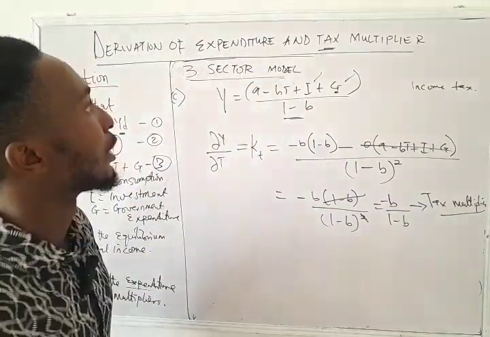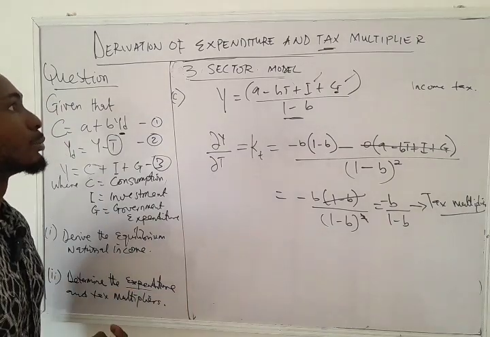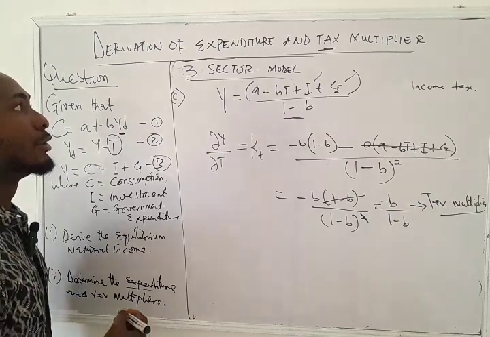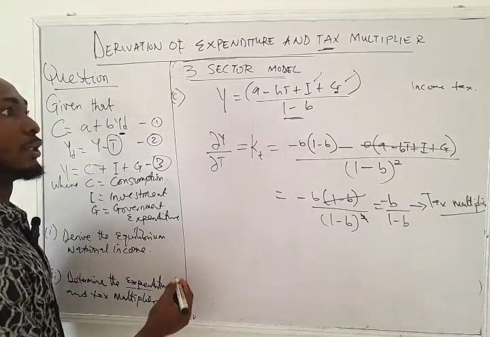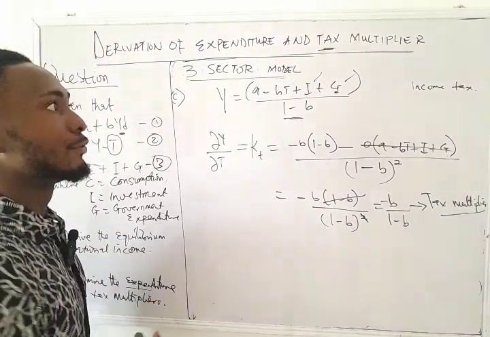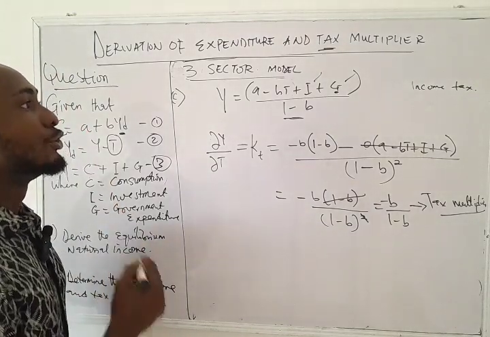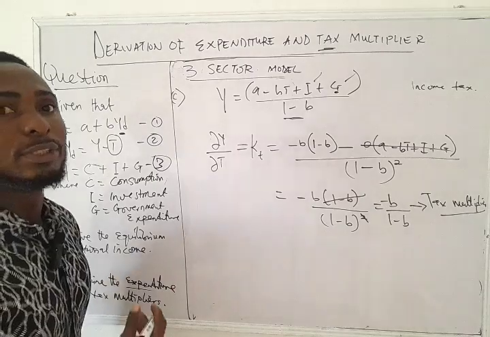So this is how you calculate, or you solve for, the tax multiplier and the expenditure multiplier in a three-sector model. Mind you, this is a case of a lump sum tax. In the next video, I'm going to derive this same expenditure and tax multiplier using the income tax.